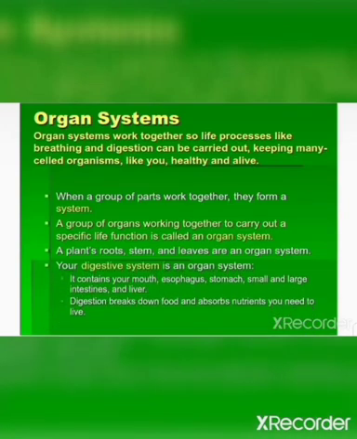Your digestive system is an organ system. In your digestive system, you can see that it contains your mouth, esophagus, stomach, small intestine and large intestine, and the liver. So digestion breaks down the food and absorbs the nutrients you need to live.